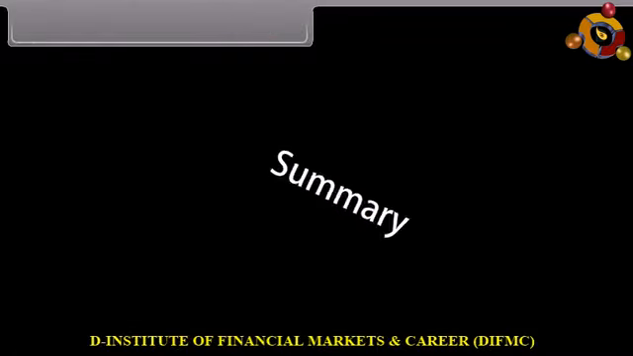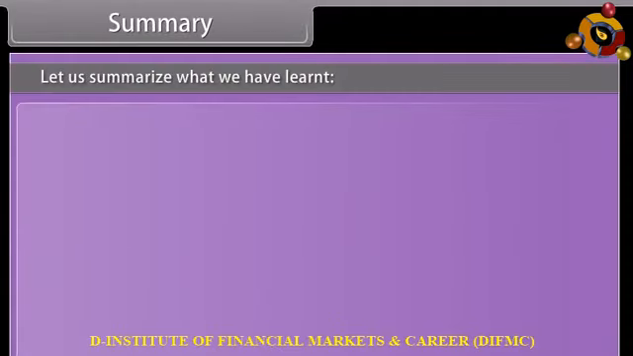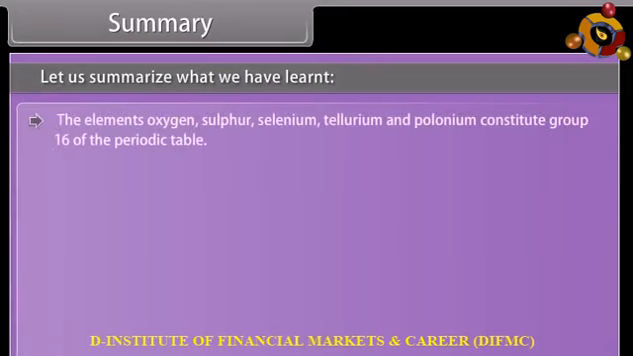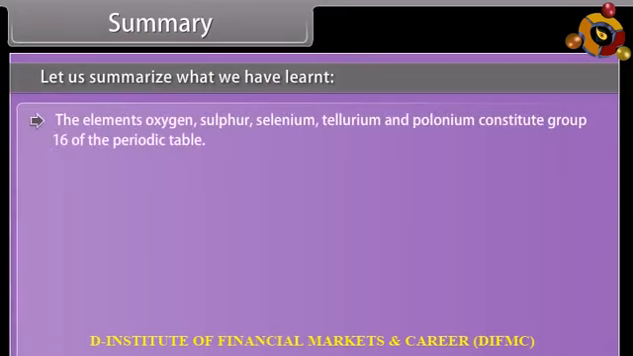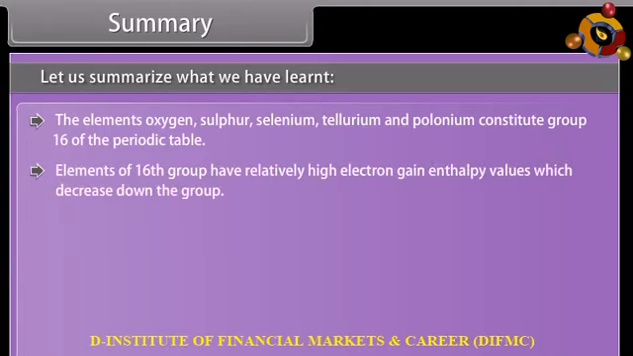Summary. Let us summarize what we have learnt. The elements oxygen, sulfur, selenium, tellurium, and polonium constitute group 16 of the periodic table. Elements of the 16th group have relatively high electron gain enthalpy values which decrease down the group.